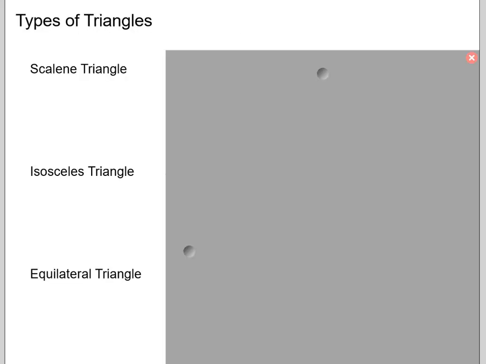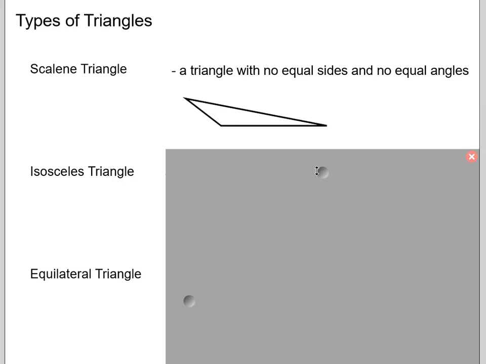All right, so let's start with some triangles. We have types of triangles. We have three main types we're going to talk about. Scalene is a triangle with no equal sides and no equal angles. So that's kind of a big idea, and it can have some very odd shapes. All of the angles are different and all of the sides are different. That's a really important piece to note.